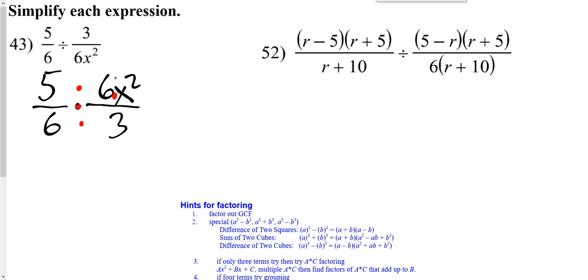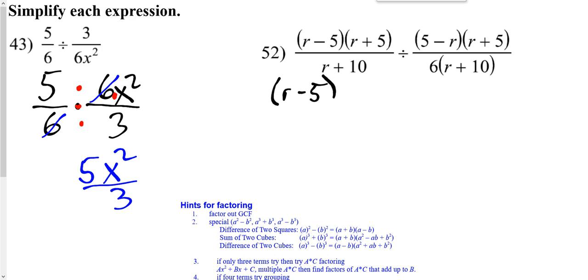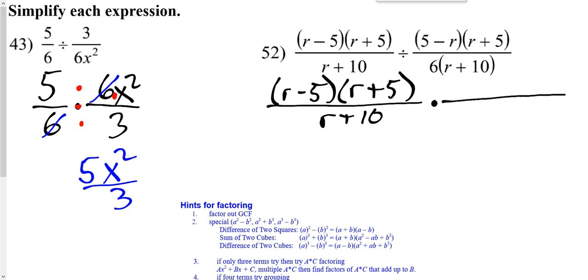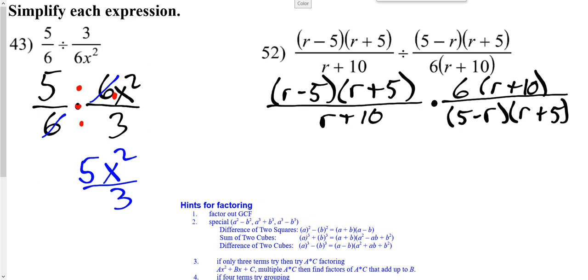Anything multiplied by the top and multiplied by the bottom, you can cross out. And then you look at what's left. We're left with a 5 times an x squared on top over a 3. Looking at the right-hand problem, once again, we can go ahead and change the second fraction from division to multiplying by the reciprocal. So I go to multiplication, flip the second fraction upside down, and then we have multiplication again because it was already factored.